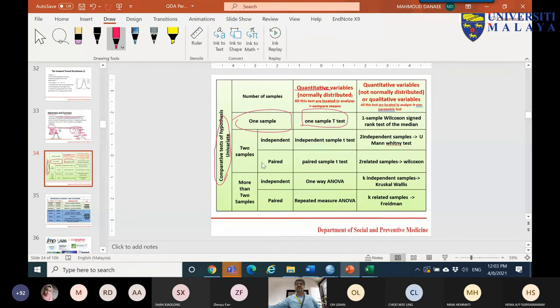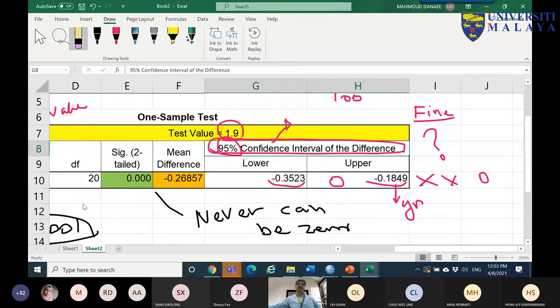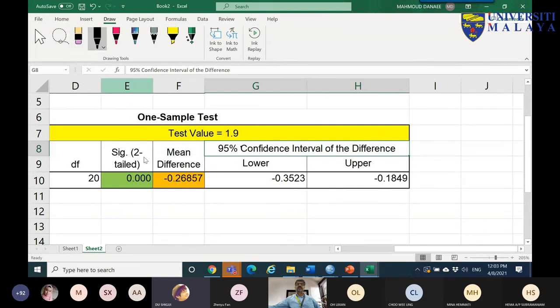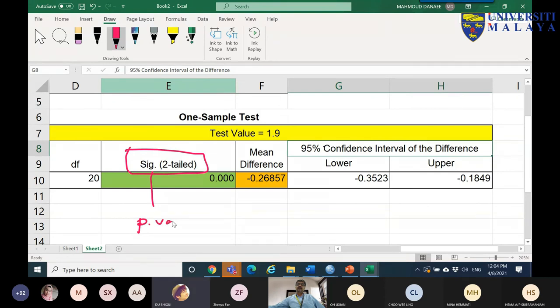So now I want to make another job and challenge for you. So this is another issue. Let me clean my whiteboard. What is this? Significance means the p-value, right?